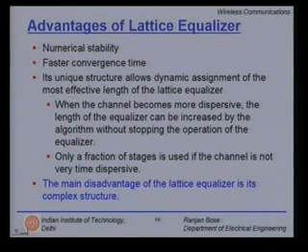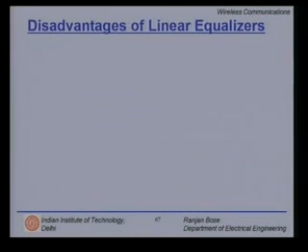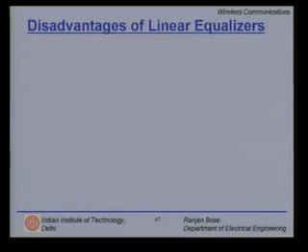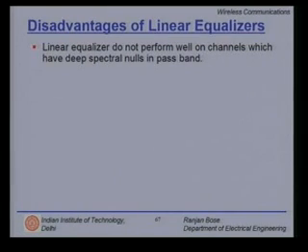What is the main disadvantage? It is obvious. The main disadvantage of the lattice equalizer is its complex structure. But this is again a good linear equalizer that is used. But in general, linear equalizers have certain disadvantages. What are these? The linear equalizers do not perform well on channels which have deep spectral nulls in the passband.